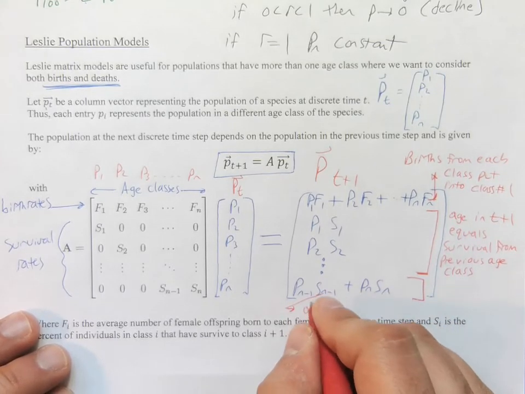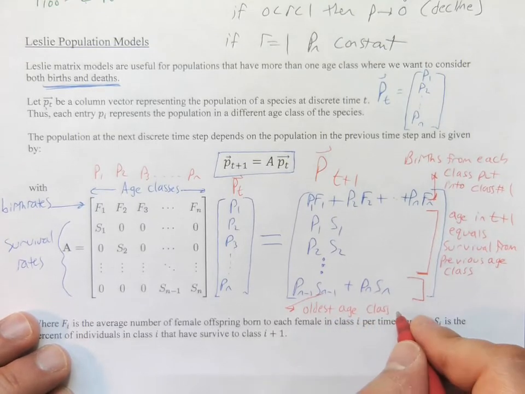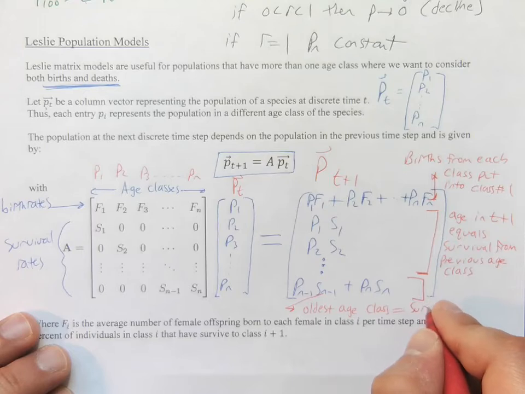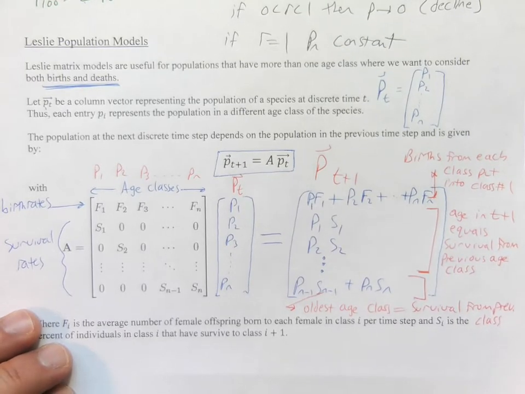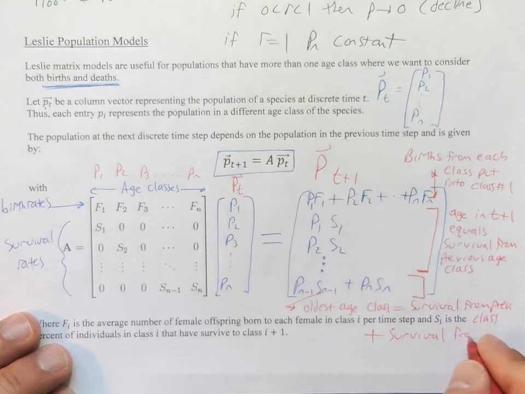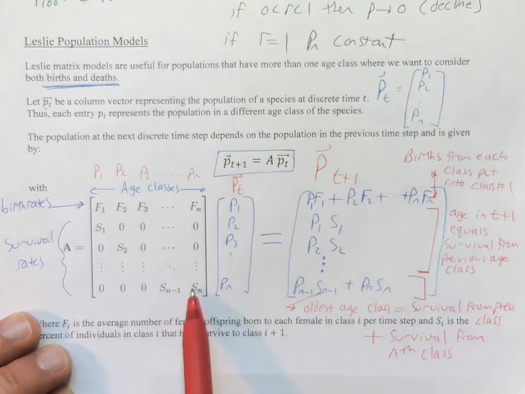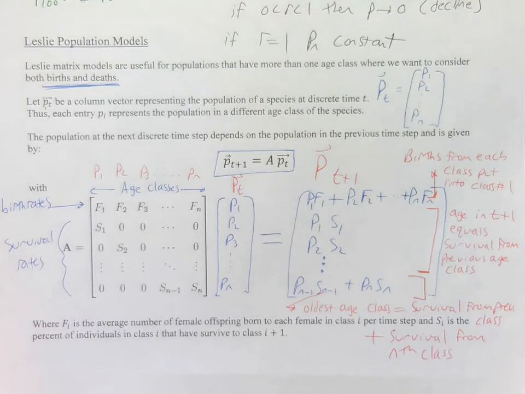So the oldest age class equals survival from the previous class plus survival from the last class. I'll call that the nth class. So that's why there are 2 survival entries in the last row of the A matrix, because we want 2 contributions to the oldest class.